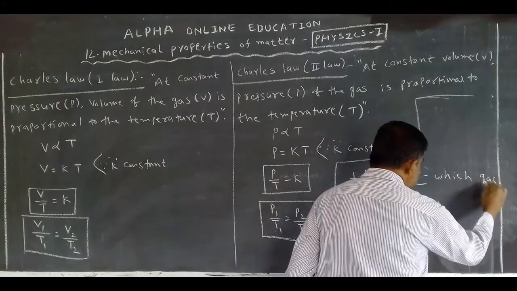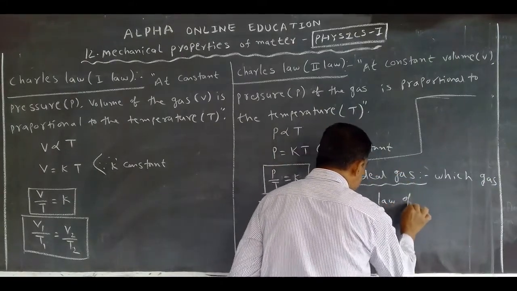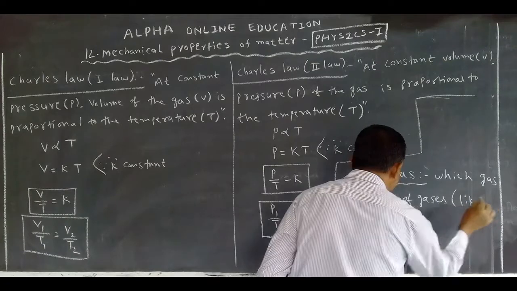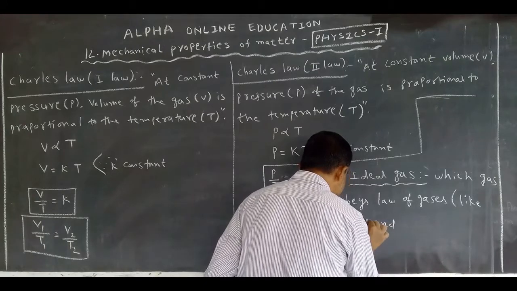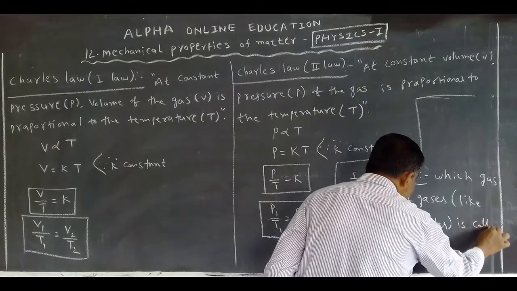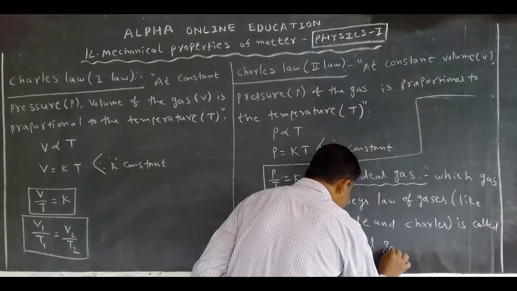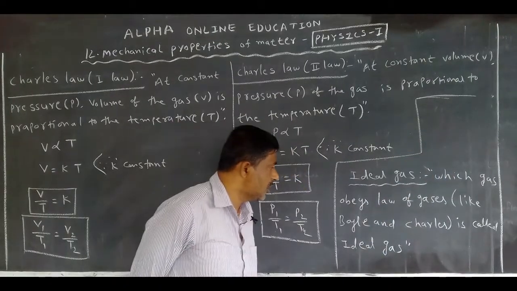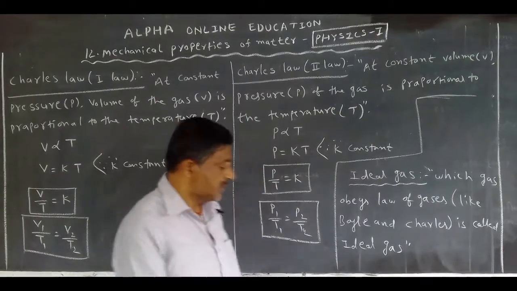Which gas obeys the laws of gases like Boyle and Charles is called ideal gas.